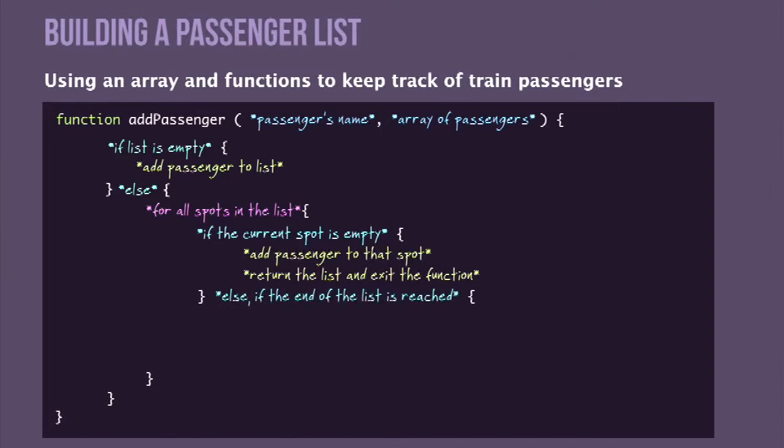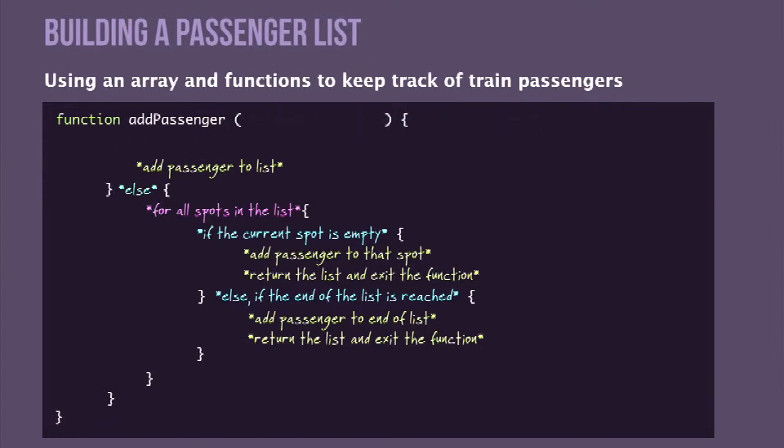Otherwise, if we've gotten all the way to the end of the list and the passenger still has not been added, we need to add that passenger to the back of the array, increasing its size. So that's our pseudocode. Let's see if we can get some real code in its place.